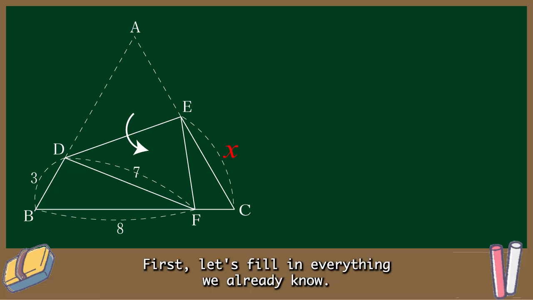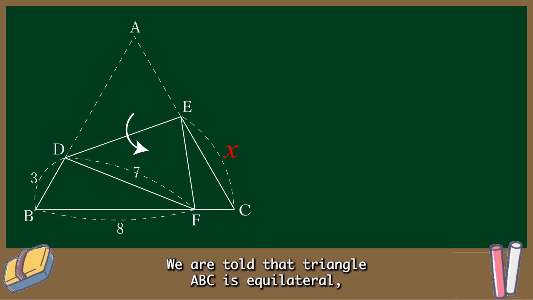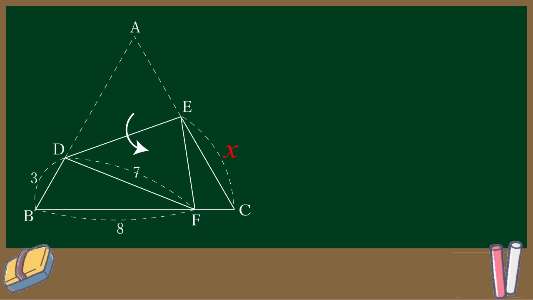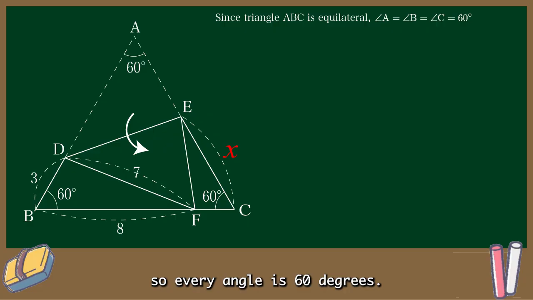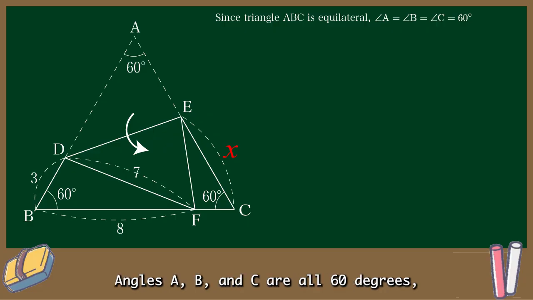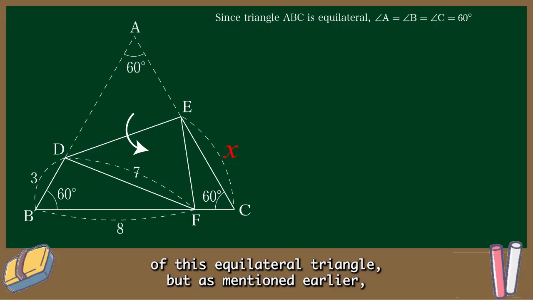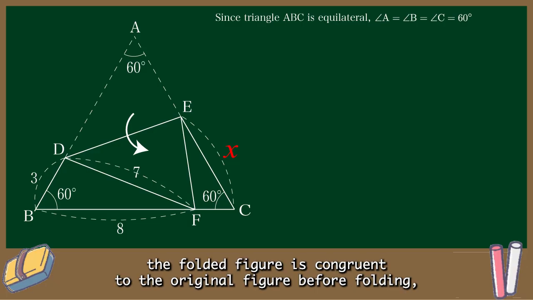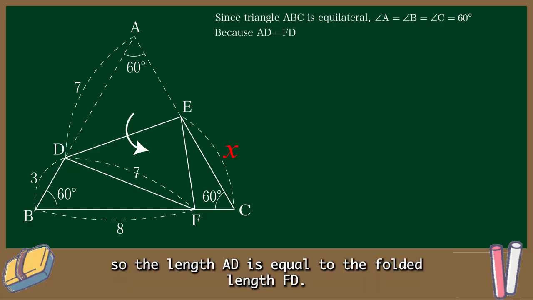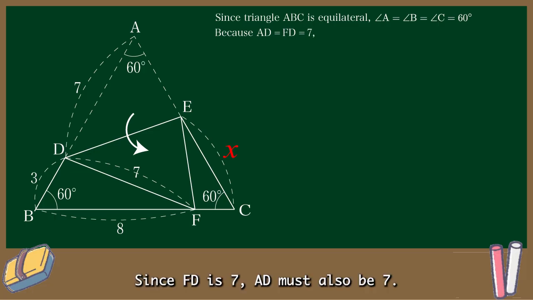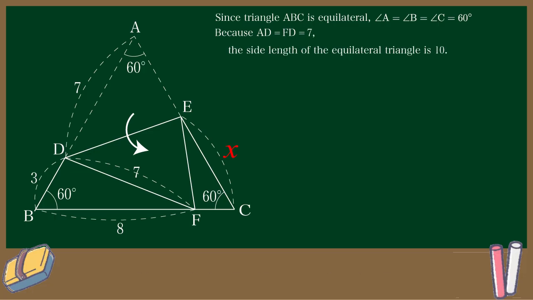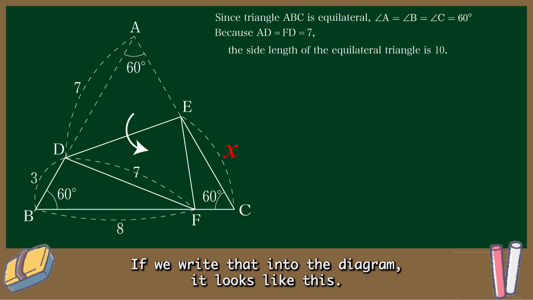First, let's fill in everything we already know. We are told that triangle ABC is equilateral, so every angle is 60 degrees. Angles A, B, and C are all 60 degrees, so we write those in first. We still do not know the side length of this equilateral triangle, but as mentioned earlier, the folded figure is congruent to the original figure before folding, so the length AD is equal to the folded length FD. Since FD is 7, AD must also be 7. If we write that into the diagram, it looks like this.